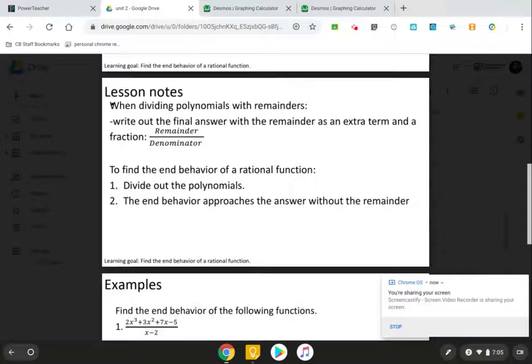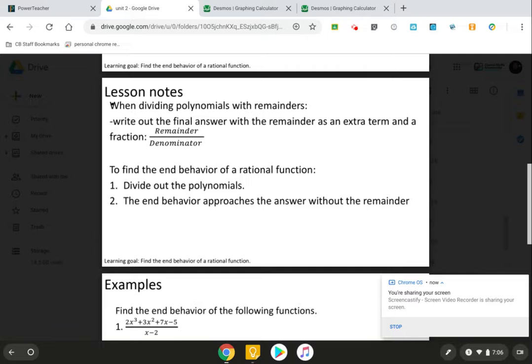All right, so for today's lesson, we're going to talk about end behavior of rational functions. In the first half of this unit, we talked about the end behavior of just a general polynomial. Today, we're talking about end behavior of a rational function. So it'll have the same meaning.